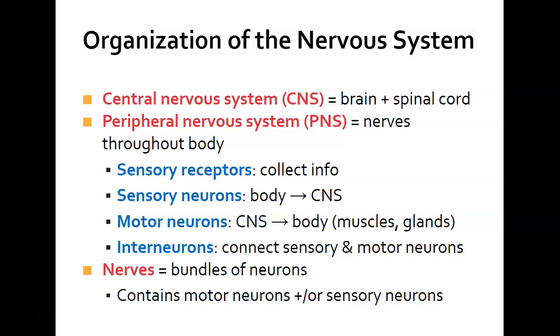Nerves, as we know them, are really bundles of neurons. A neuron is an individual nerve cell, and those come together and work together in a nerve. And oftentimes they contain a bunch of different types of neurons. So it's not just all sensory or all motor, but really it's a combination of both most of the time.